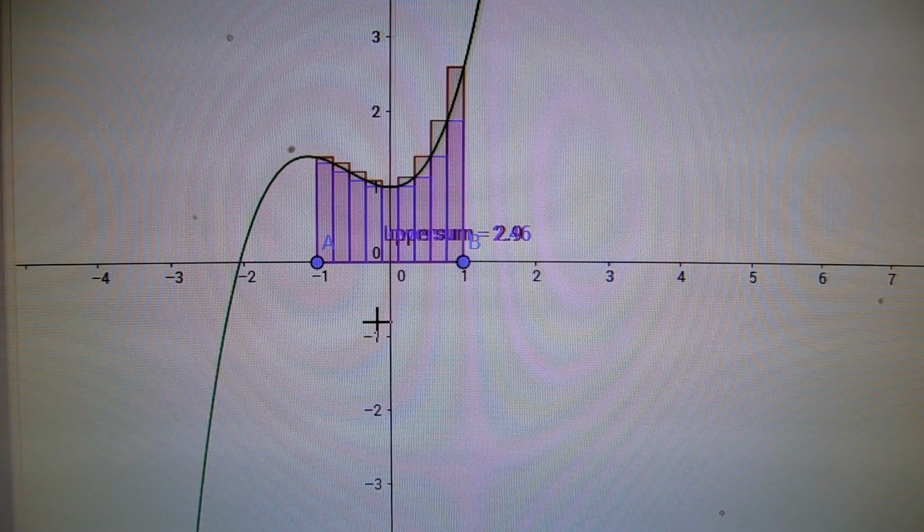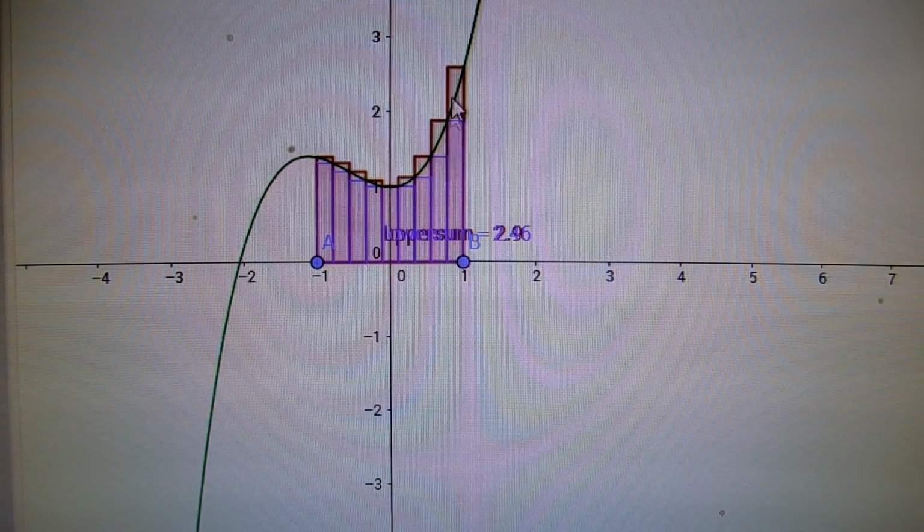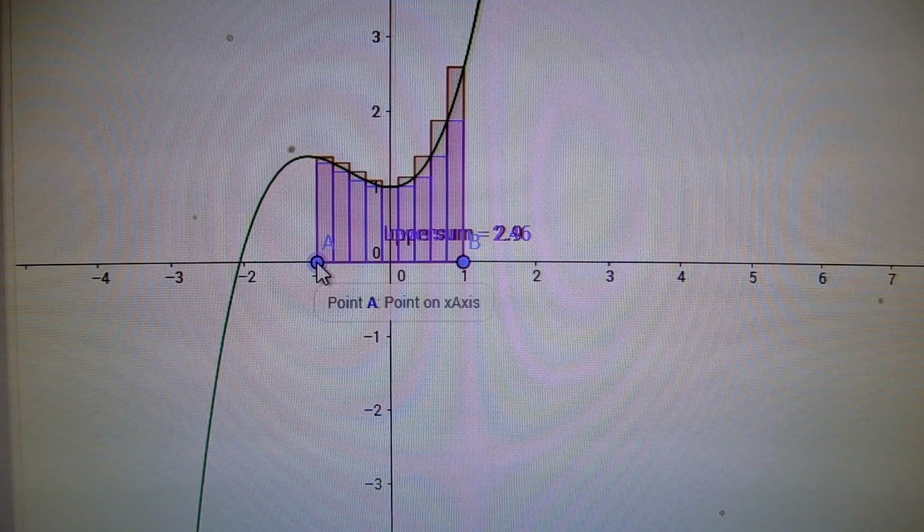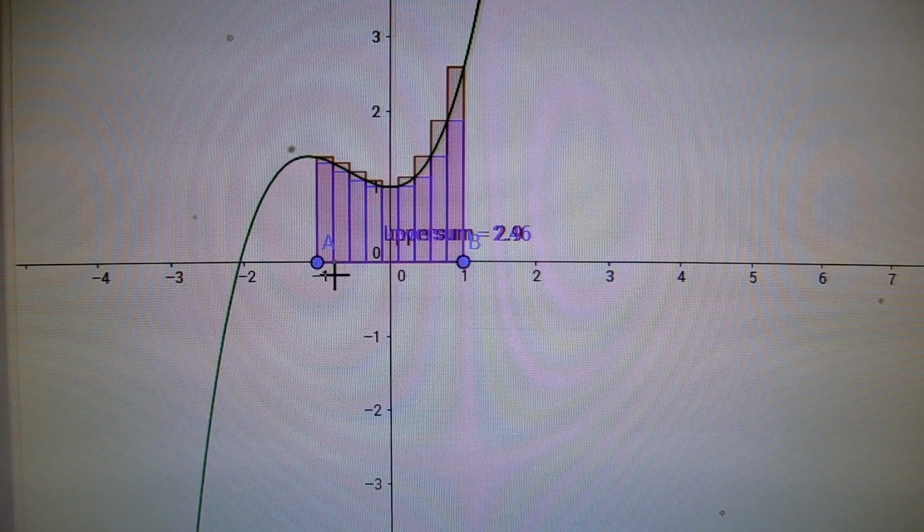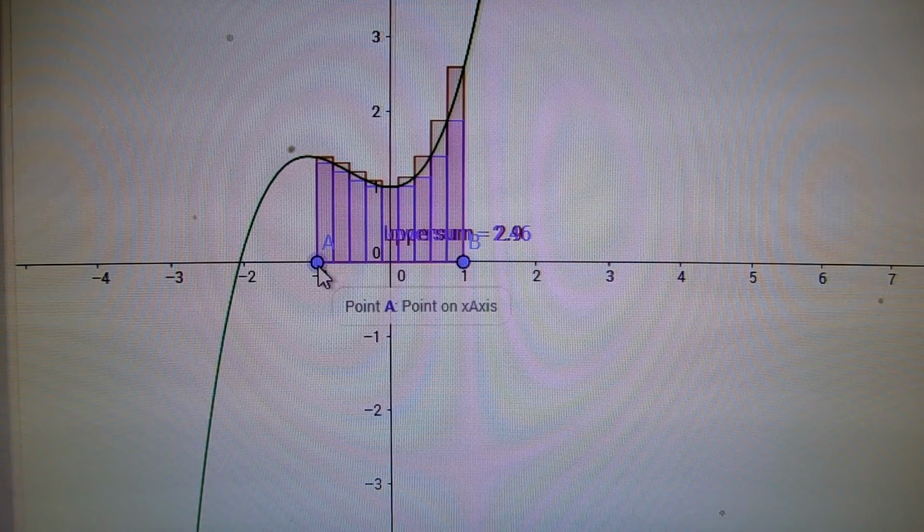So the more rectangles we have, the more accurate we become in the difference between said upper sum and lower sum, which means we get a more accurate measure. So when you integrate a function, you're using the function, and you're going to have a lower limit here and an upper limit here, and those two limits are the only things that you're going to be measuring between.